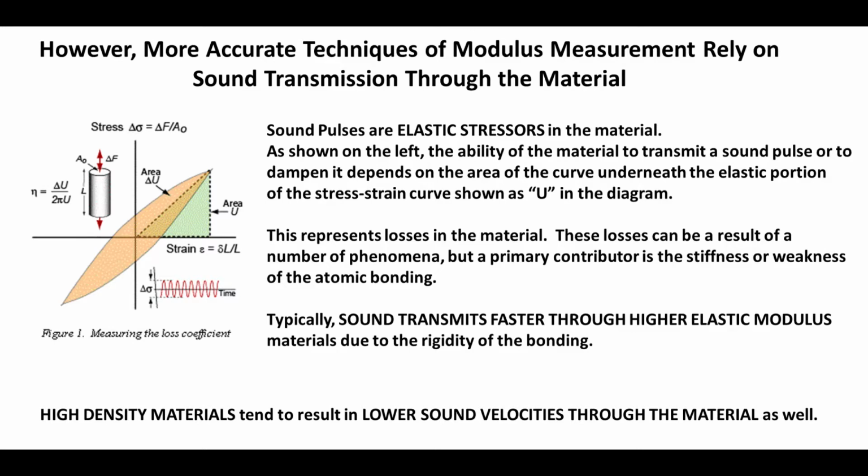These losses can be a result of a number of different phenomena, but the primary contributor is the stiffness of the atomic bonding. Typically, sound transmits faster through higher elastic modulus materials due to the rigidity of the bonding. Higher density materials tend to result in lower sound velocities through the material.